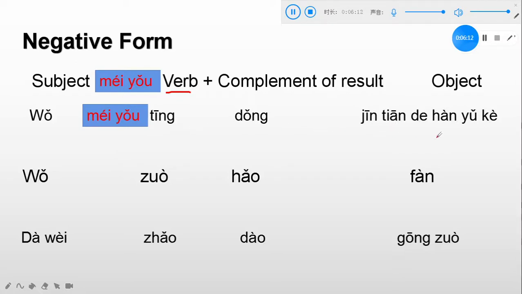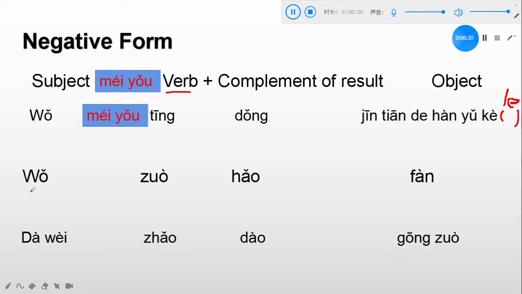Pay attention. Here, something is omitted. Le is omitted. Okay? Pay attention. In the negative form, there will never be a le at the end of the sentence. So le should be omitted.